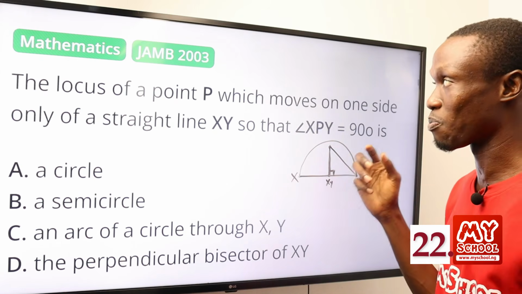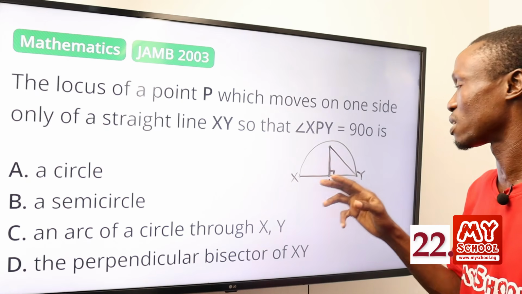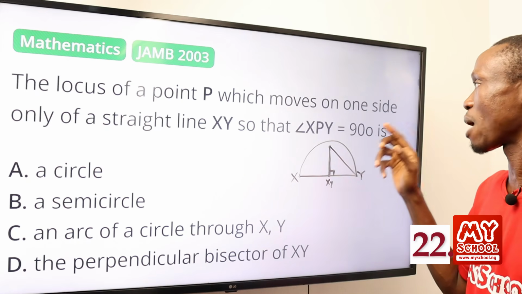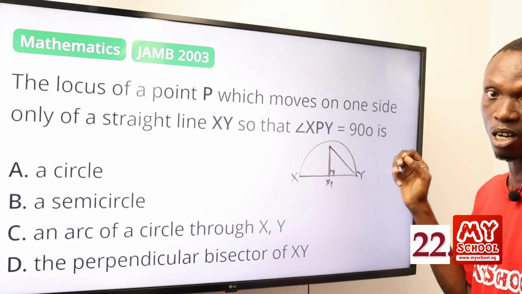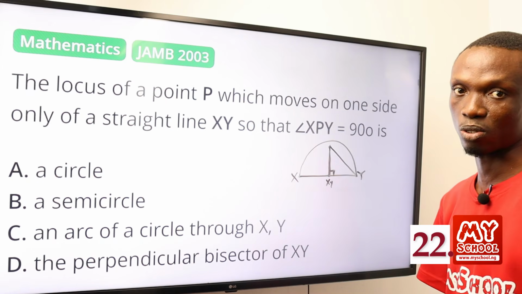So the locus of a point P which moves on one side only of a straight line XY, so that angle XPY is equals to 90 degrees, is actually a semicircle. So that makes option B the correct answer to this question.